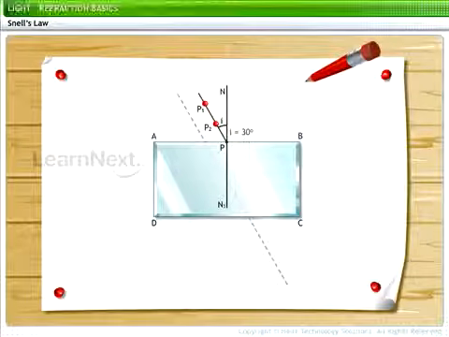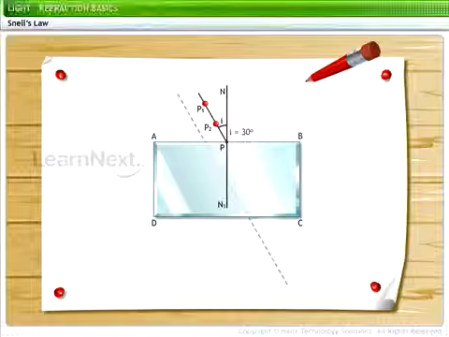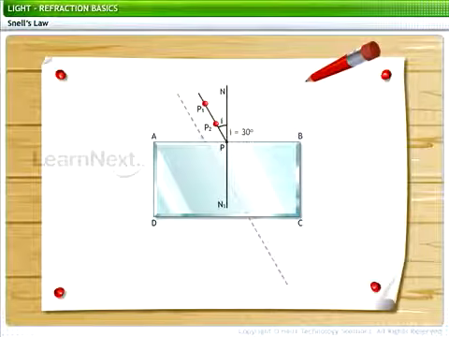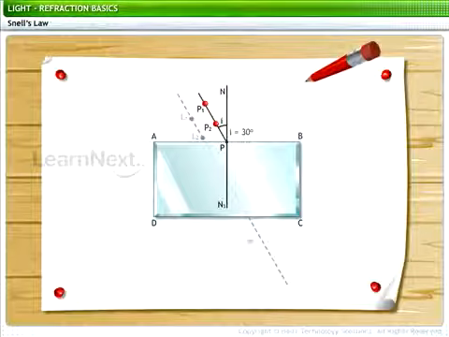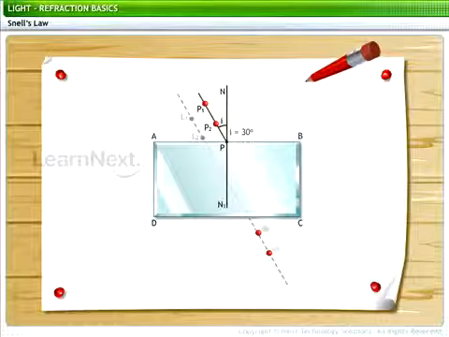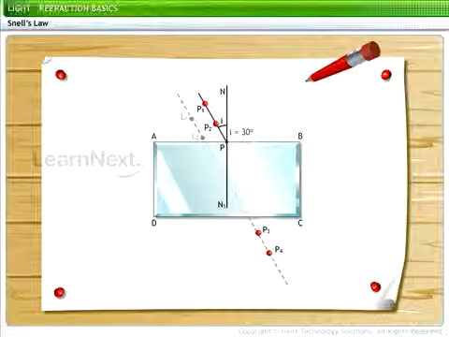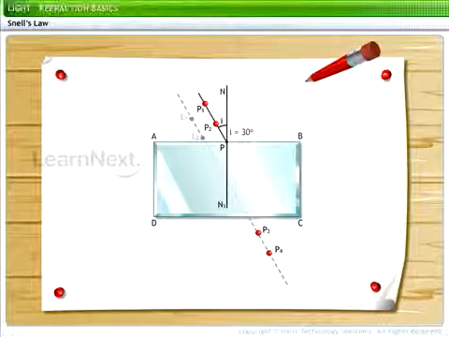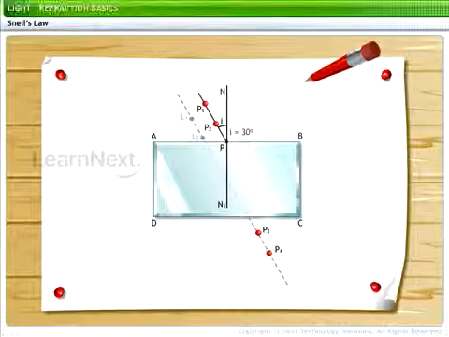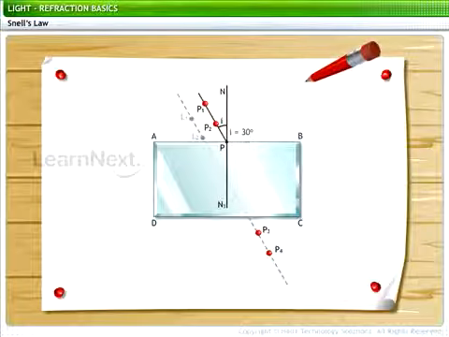On looking through this glass slab from side CD, the pins P1 and P2 appear at positions L1 and L2 due to refraction. Next, we fix two other pins, P3 and P4, where they are in line with the images L1 and L2 of the pins P1 and P2.